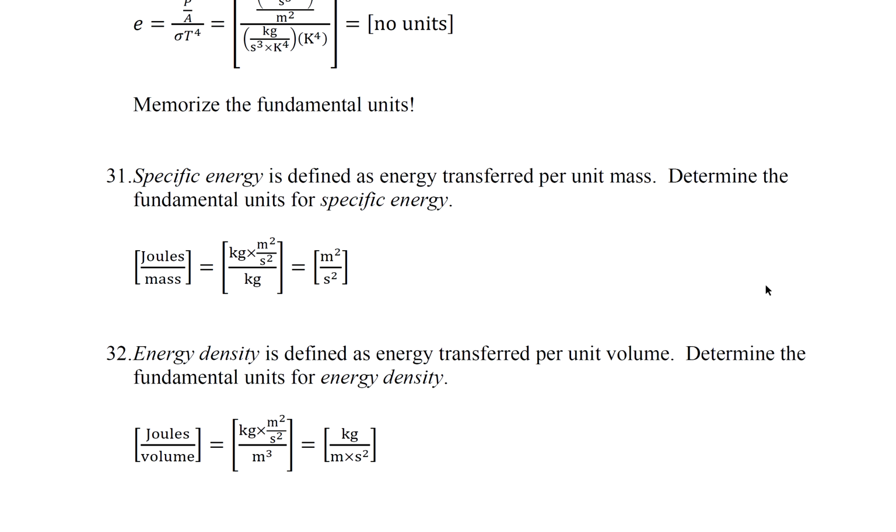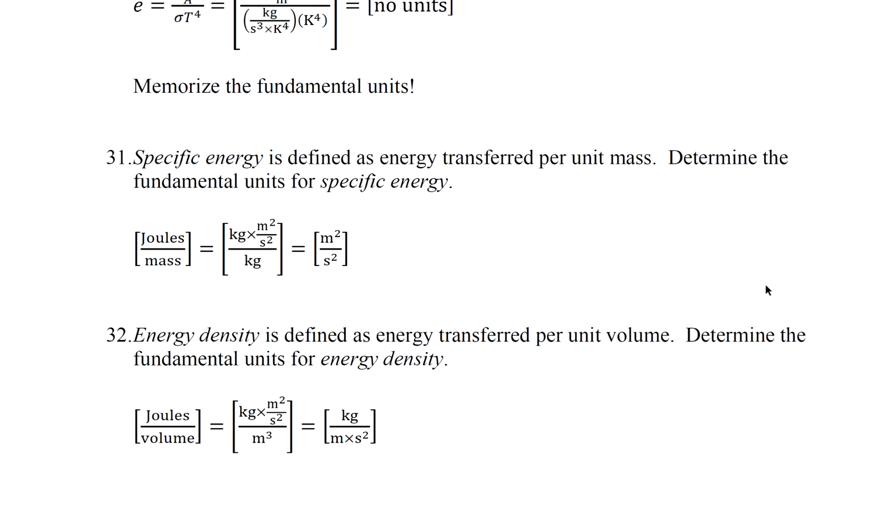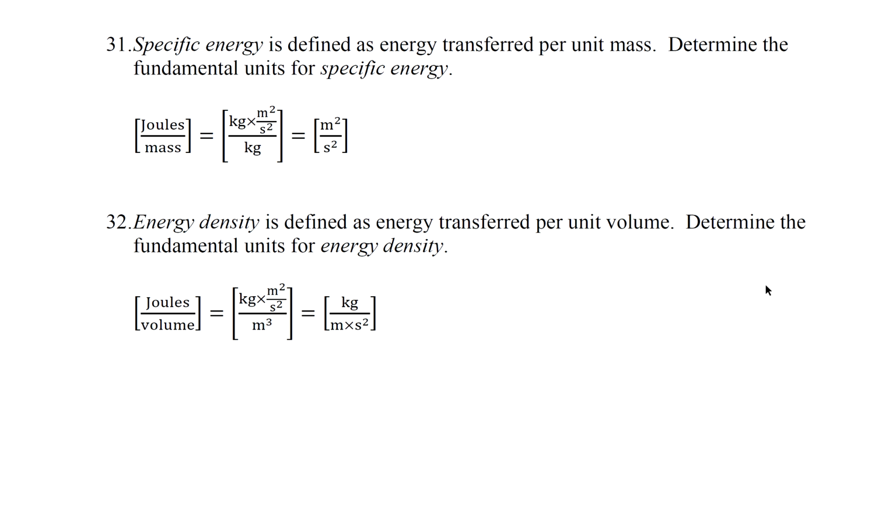Question 31, specific energy is defined as energy transferred per unit mass. Determine the fundamental units for specific energy. And you see what we did here. Question 32, energy density is defined as energy transferred per unit volume. So it's going to be joules per meters cubed.